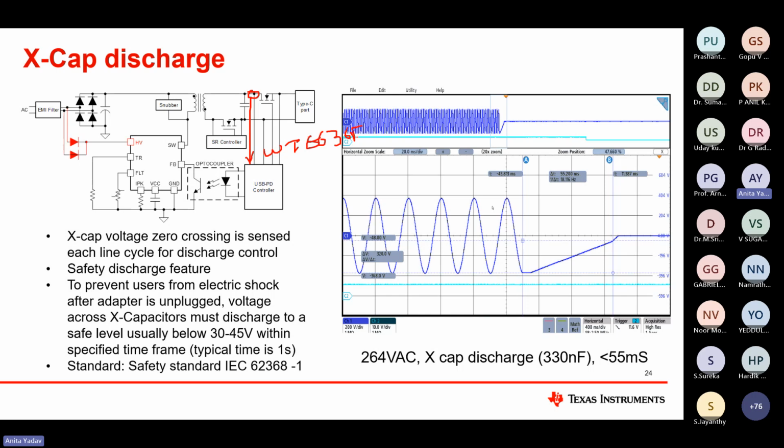WT6636F or some different USB PD controller. So what happens? It senses the output voltage, and internally it has the reference divider. So it makes the reference. It sets it, like if the output voltage is 5 volt, 9 volt, 15, 20, accordingly it says set the reference here and change the output, by providing the feedback to this converter.